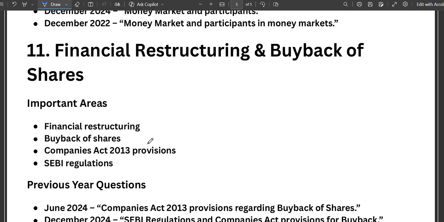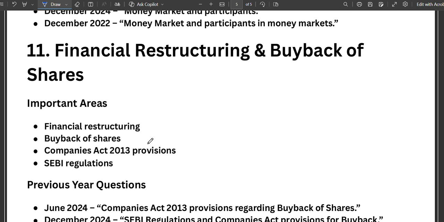Yeah, the next thing is buyback and restructuring. So another important topic is financial restructuring and buyback of shares. So prepare, like, what is the meaning of buyback? How many of you know what is the meaning of buyback? Comment down what is the meaning of buyback if you know it. Okay, so others can refer. Then also the reason for buyback. So what is the buyback? What is the reason for buyback?